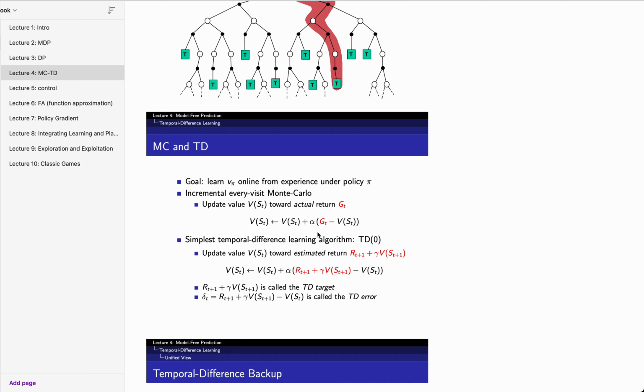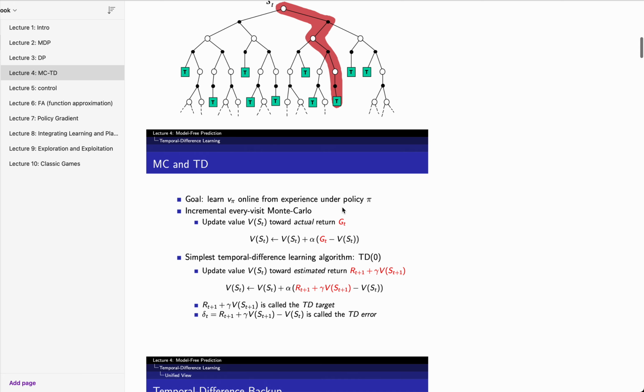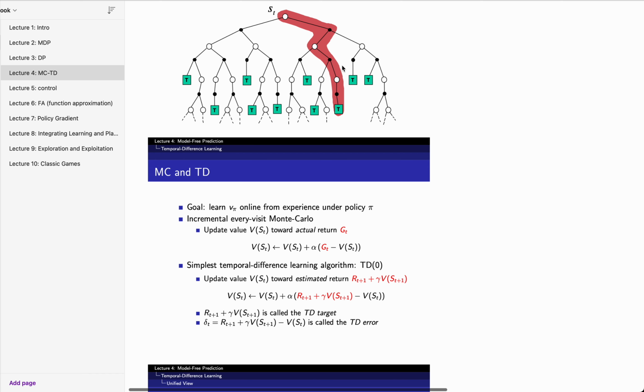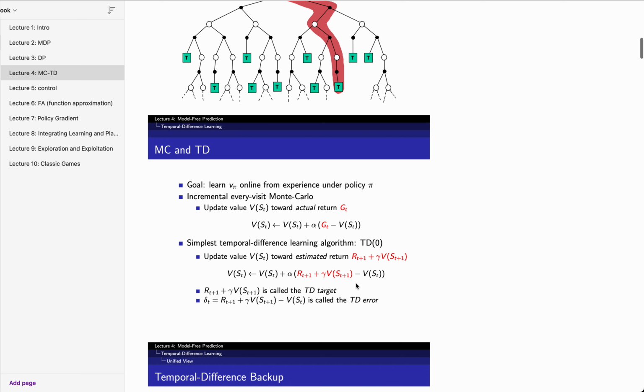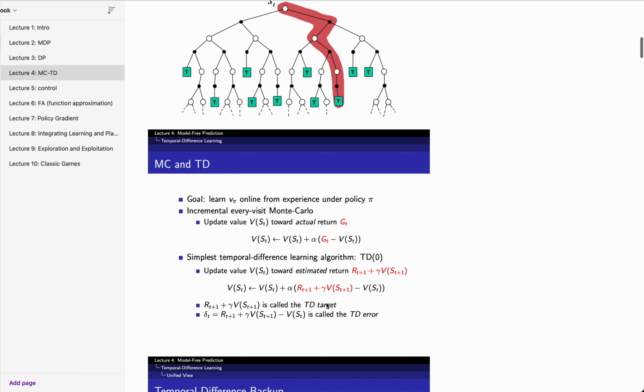MC would be updating the value function towards the actual return, GT. GT is the immediate reward plus all future rewards all the way to terminal T. And then TD0, which is taking one more step, is updating V(S) towards, so he's replacing GT here with the immediate reward plus discount lambda times the value function of the next state. And this is called a TD target.